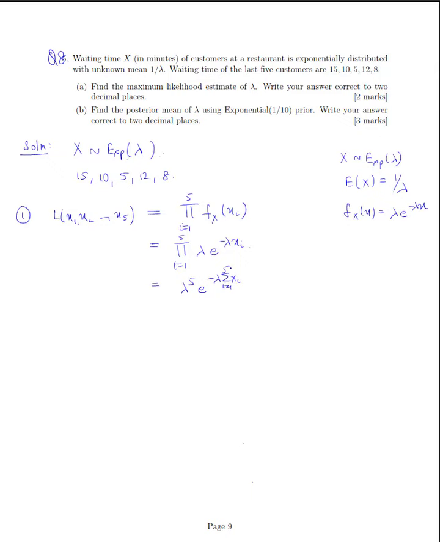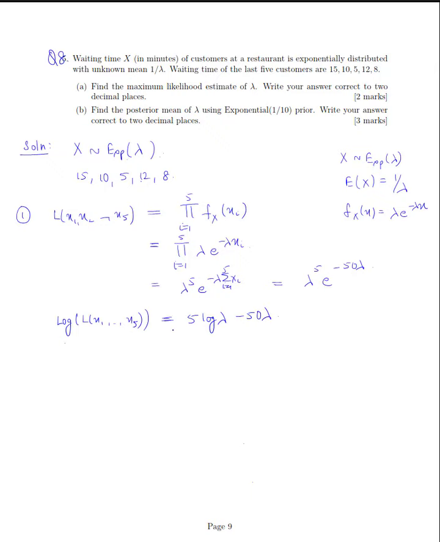Now if you add all the samples, it is 12 plus 8, 20, 20, 30, 50. So the likelihood becomes lambda to the power 5 e to the power minus 50 lambda. Once we find the likelihood function, we find the log likelihood. So log of the likelihood function of x1 up to x5 is 5 log lambda minus 50 lambda.